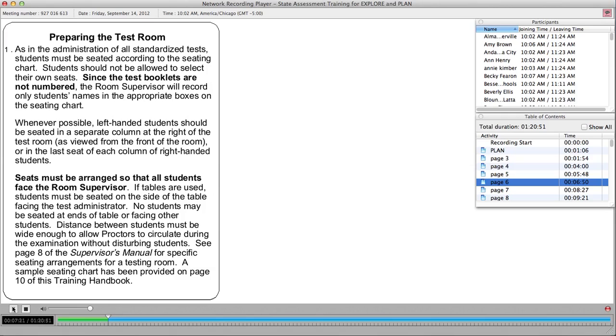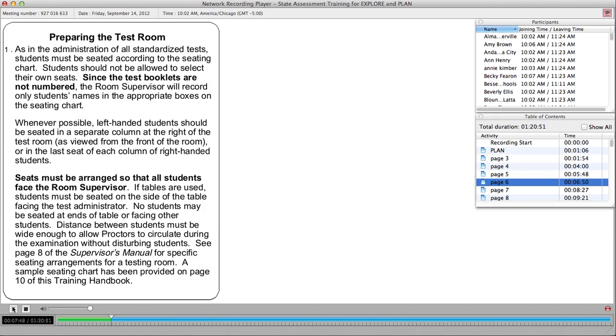Try to seat left-handed students so that they're in a separate column at the right of the test room. Most of your left-handed students turn their test booklet, so just for test security, seat your students so that you have the best seating available for all students. And of course, always, as in all tests, seats must be arranged so that all students face the room supervisor.